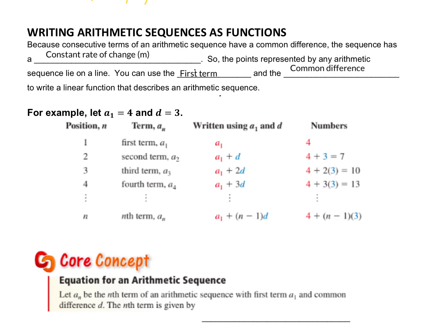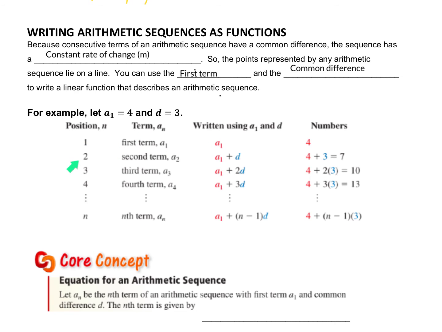So because the terms of these arithmetic sequences have that common difference, the sequence has a constant rate of change, or m, which we know stands for slope. So the points represented would always lie in a straight line. So we can use the first term of the sequence and the common difference to write a linear function that describes that sequence. So here's the way this chart kind of builds this. It shows how we can see how position 1 would be our first term.